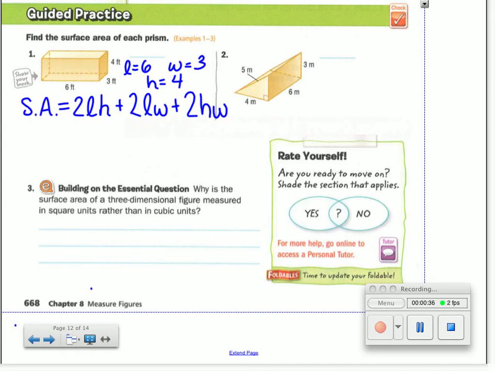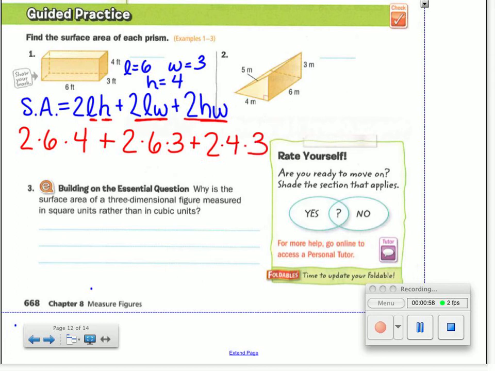So I have 2 times the length, so I'm just looking here. So 2 times the length, which is 6, times the height, which is 4, plus 2 times the length, which was 6, again I'm looking right here, times the width, which is 3, plus 2 times the height. Now I'm looking right here, which is 4 times the width, which is 3.